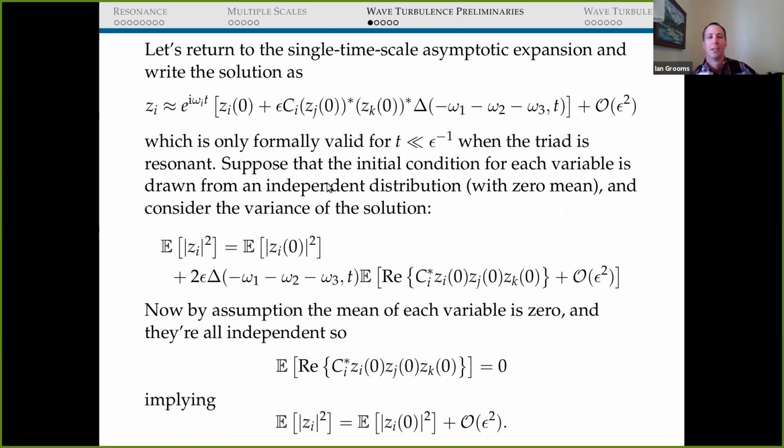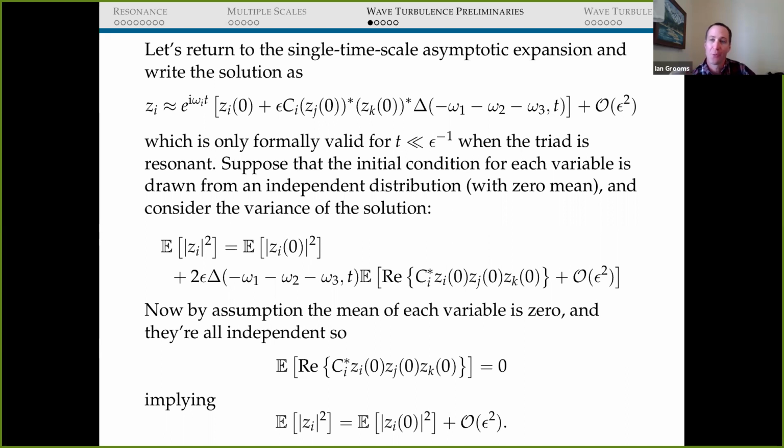Now let's say the initial conditions, which you can see here, Zi of 0, Zj of 0, are drawn from random variables, and they're all independent of each other. Just for the sake of simplicity, they have mean 0, but they're definitely all independent, and they have a variance. Usually people will also say that they're Gaussian, but I don't necessarily need that for this.